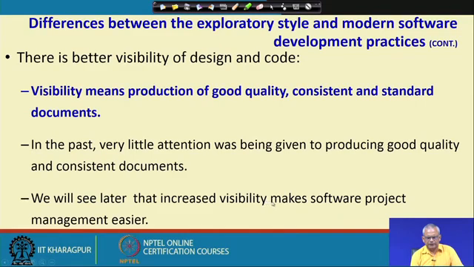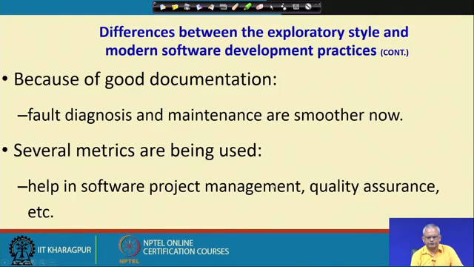The increased visibility makes software project management much easier. Earlier, the project manager had to just ask the programmer how he was doing and how long it would take, and naturally the projects were going haywire. A one year project taking five years was not uncommon, but now, due to the increased visibility, the project manager can very accurately determine at what stage the project is and how long it will take to complete the work.